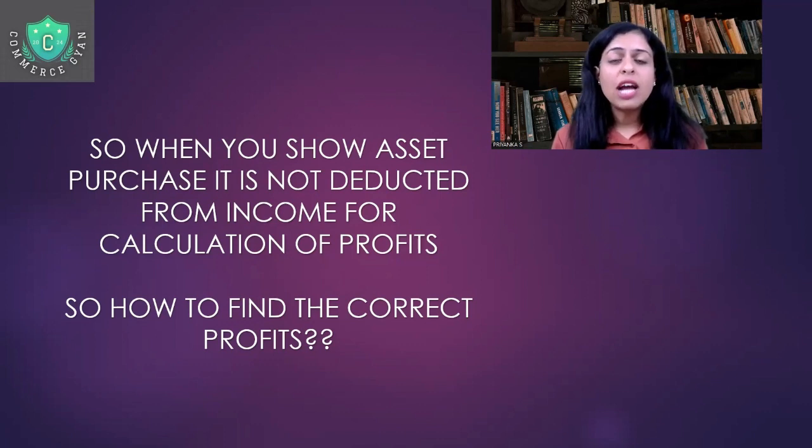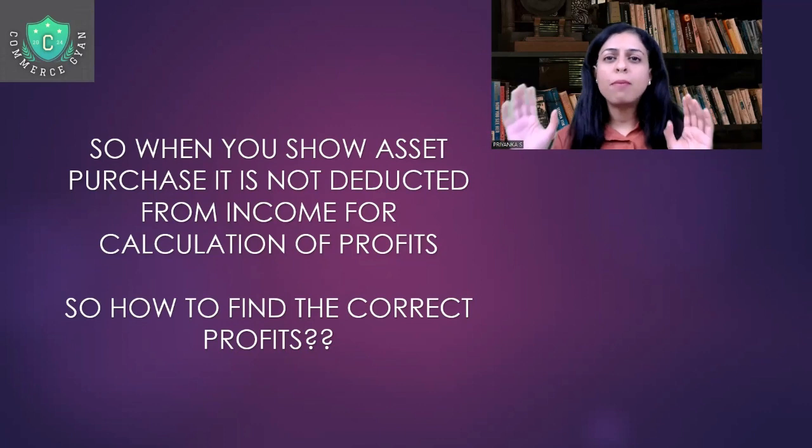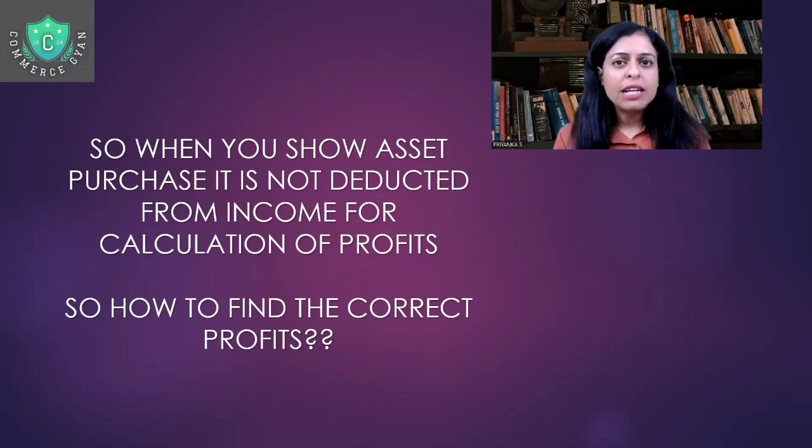So this is the correct way. How do we show that in the correct way, right? How to find the correct profits? If I don't consider the asset at all, that means machinery I have purchased, but I don't consider the expenditure of that machinery at all for the upcoming 10 years, will that be right? The answer to that is again no.